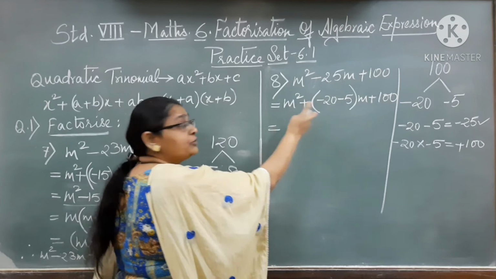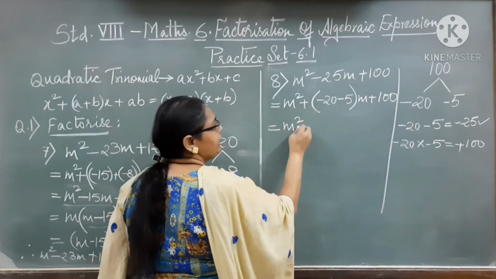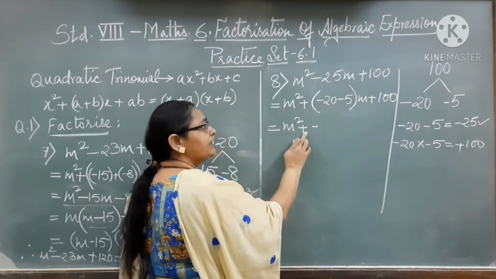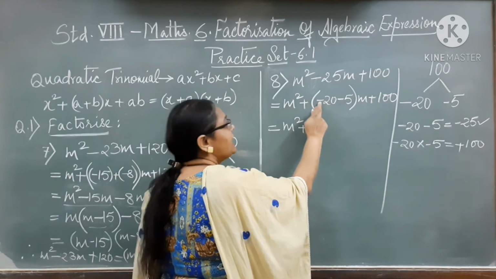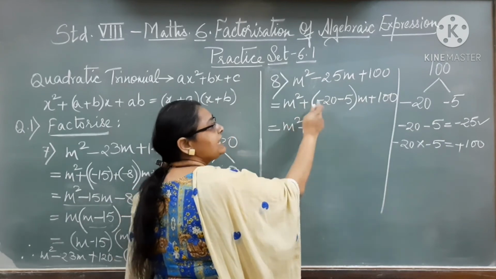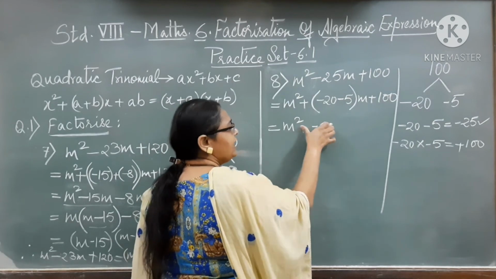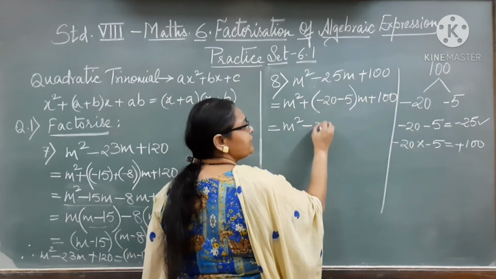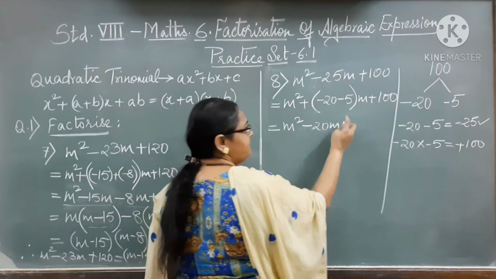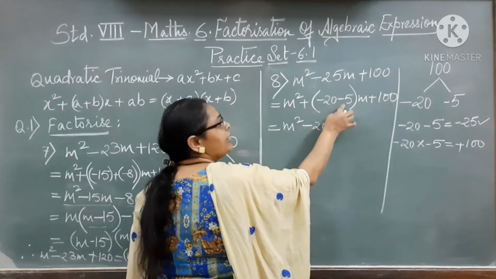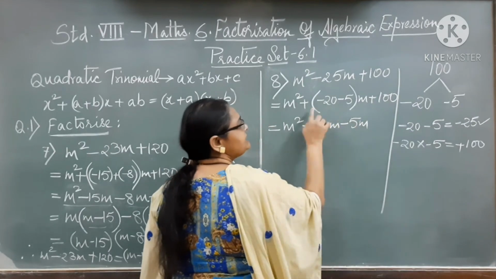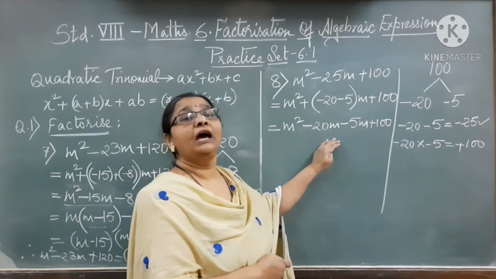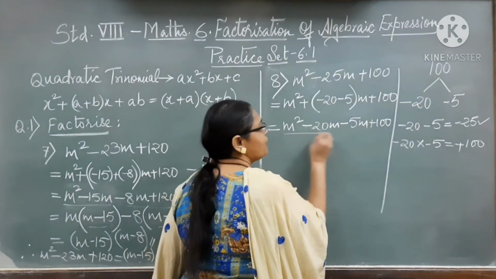Now let us simplify and remove these brackets. It is equal to M square plus into minus is minus, so instead of plus, let me consider only minus directly. So plus into minus is minus. 20 into m is 20m, so minus 20m. Plus into minus is minus again. 5 into m is 5m, so minus 5m plus 100. Now I have got a set of 4 terms here. Let me group them into 1 and 2.